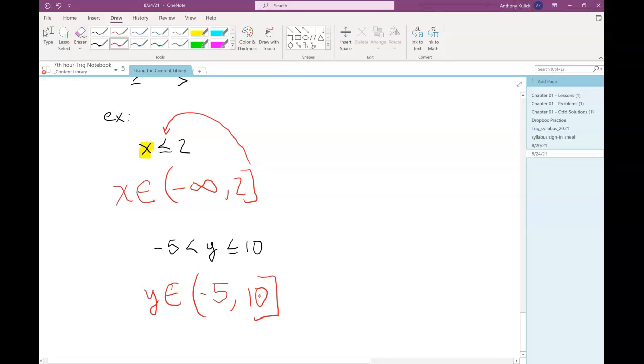And sometimes I want to be clear, the parentheses and brackets could be the same. They could be bracket, bracket, or parenthesis, parenthesis, or they could be one of each, right? It just depends on the example.